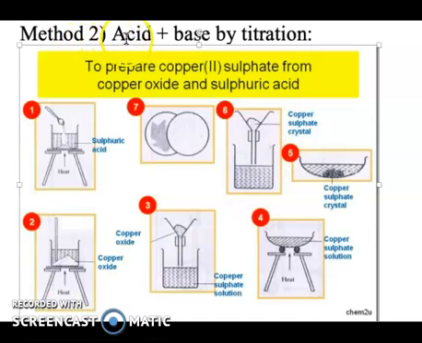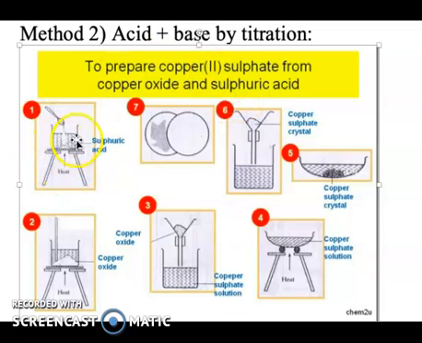The second method is acid plus base by titration. In this we are going to see how to prepare copper sulfate from copper oxide and sulfuric acid. To get the crystals of copper sulfate, first we need copper oxide and sulfuric acid. Let us see how is the method.